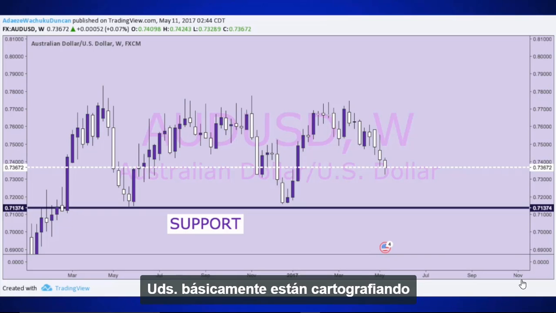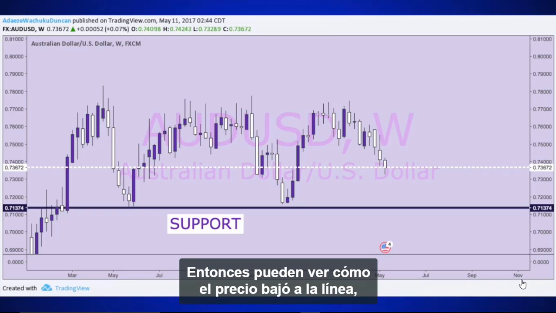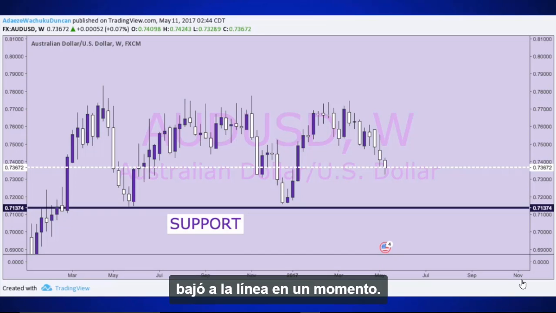You're basically mapping out what price is doing. All right. So you can see how price came down to the line one time, and then it turned around and went up. Then it came down to the line again. And then what happened? It turned around and went up. So now you see price approaching that same area.